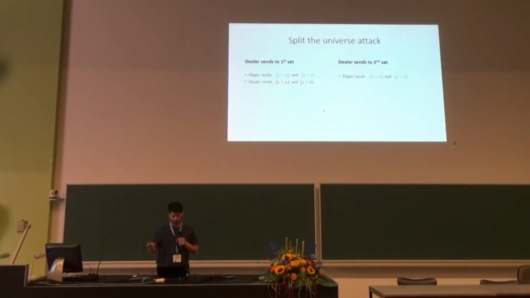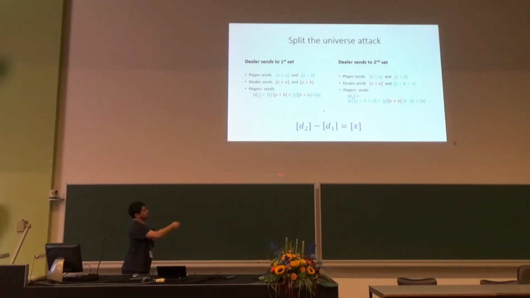So the protocol here is the same. The only difference is between y plus b and y plus b plus 1. You look at the difference between this equation and this equation, and you notice that the only difference is this value multiplied by this value, and in this way he can learn X. So by sharing a polynomial of too high degree, he can screw up everything.